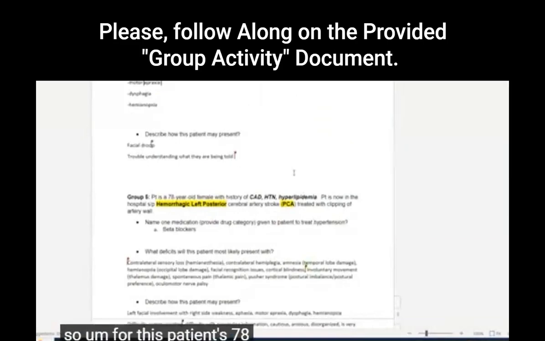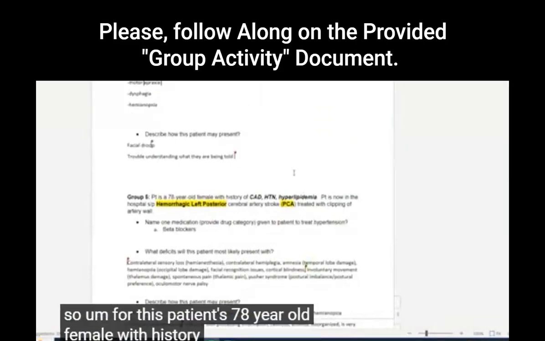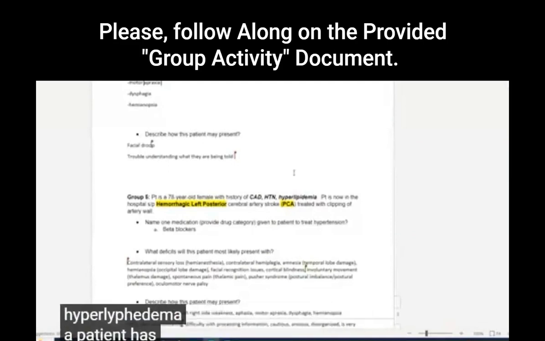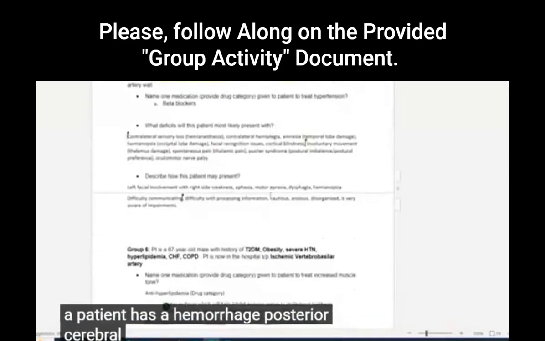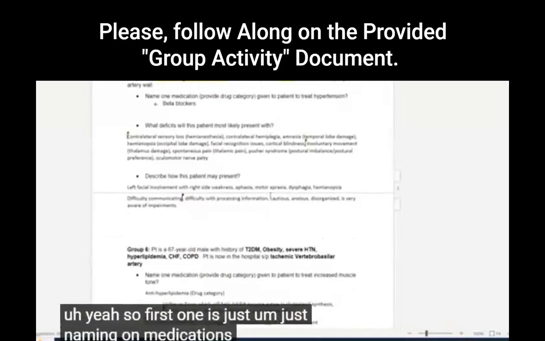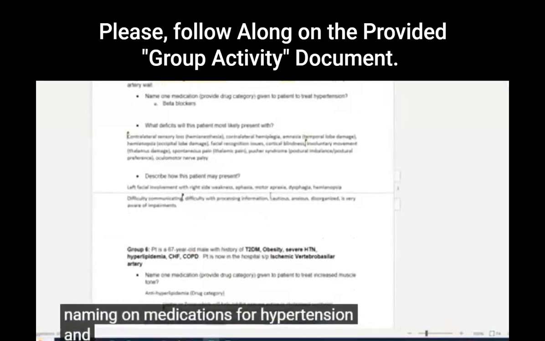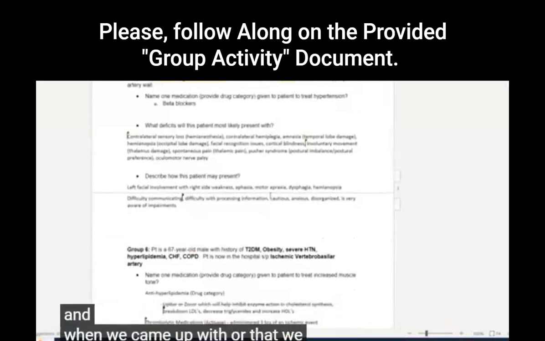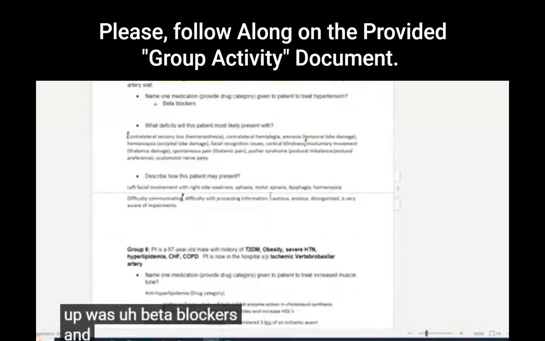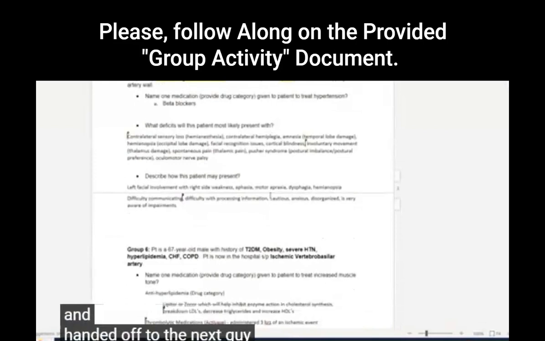For this patient, 78-year-old female with history of CAD, hypertension, hyperlipidemia. Patient has a hemorrhagic left posterior cerebral artery stroke. And yeah, so first one is just naming medications for hypertension. And one we came up with, or that we looked up, was beta blockers. And hand it off to the next guy.